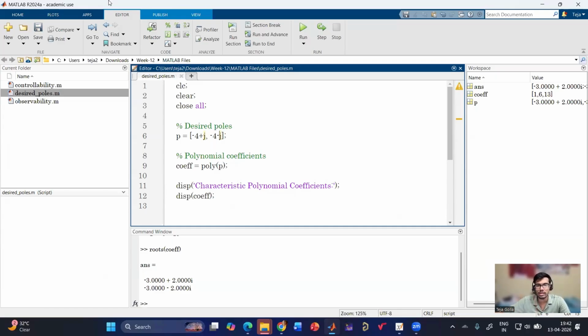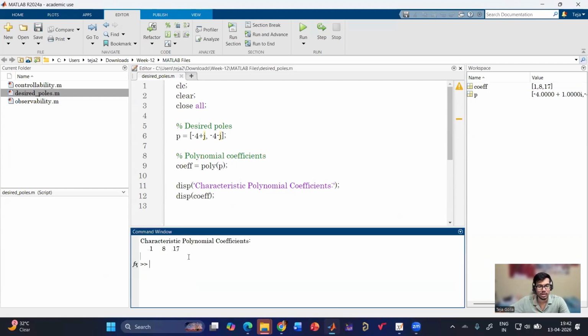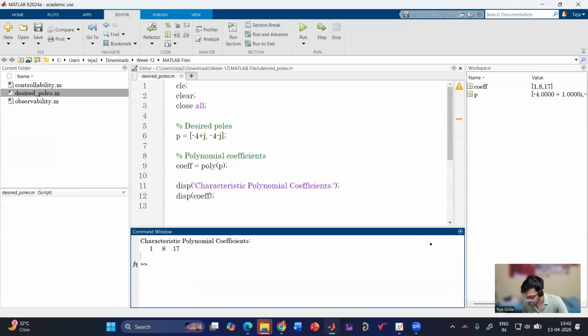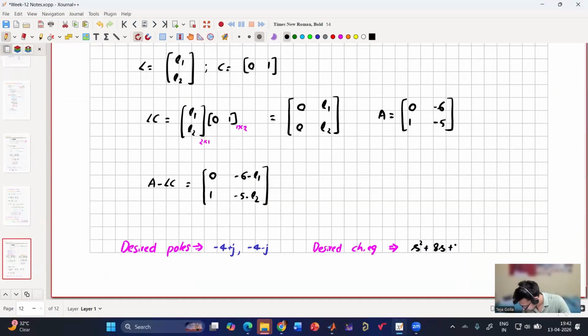So let us run it to get the characteristic equation. It is 1, 8, and 17. So the characteristic equation is given by s square plus 8s plus 17. So this is the desired characteristic equation, which we'll be getting from A minus LC as well.